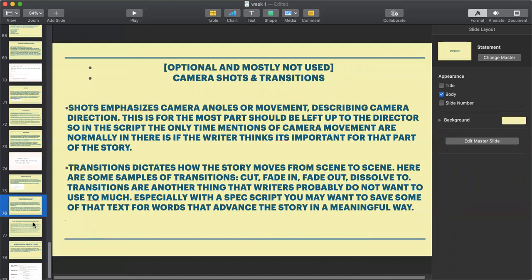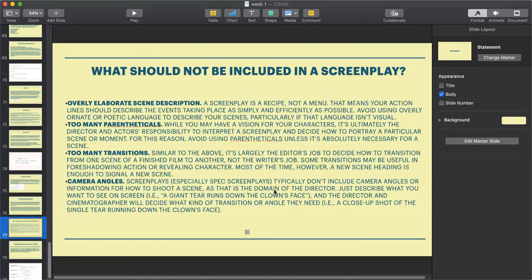Sometimes it is mentioned. So what should not be included in the screenplay? What are the things that you should not include in a screenplay? Overly elaborate scene description. Too much description, the script never should be. A screenplay is a recipe, not a menu. That means your action lines should describe the events taking place as simply and efficiently as possible.